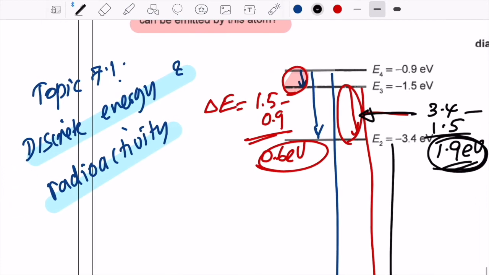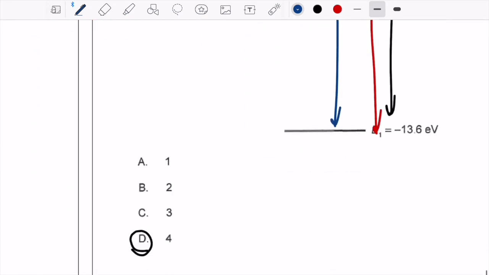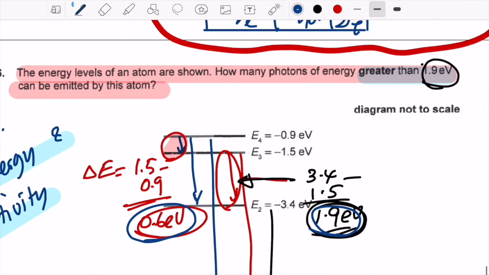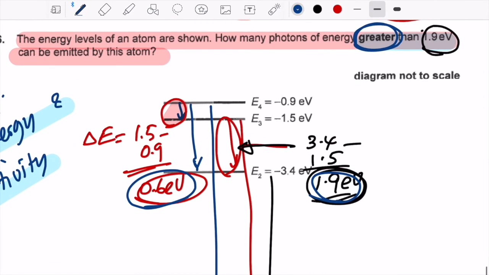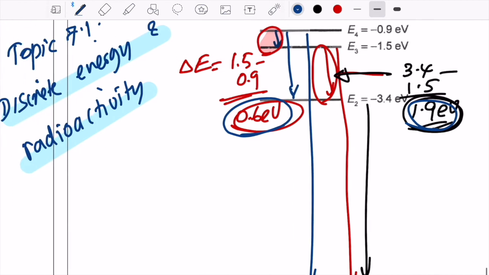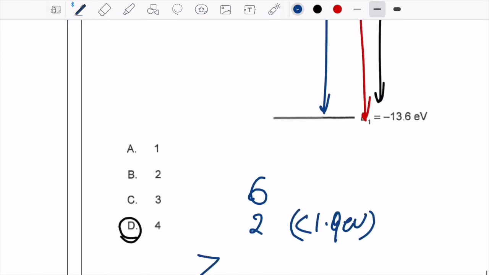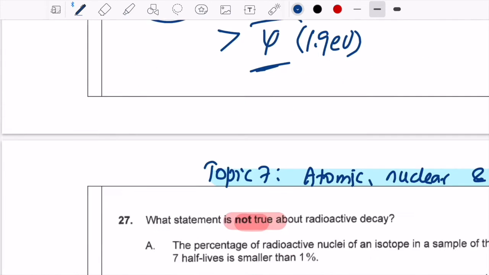So how many photons are possible? 1 here, 1 here, 2. So you should say answer. Hold on. They ask how many photons of energy greater? Okay, 2 are lower. There are 6 possibilities. So answer has to be 4, because there are 6 photons and 2 of them are less than 1.9 electron volt. So more than 1.9 electron volt are 4. So answer has to be D.